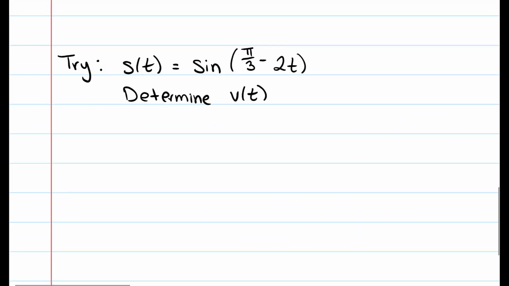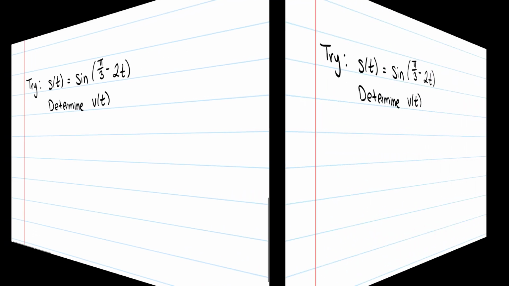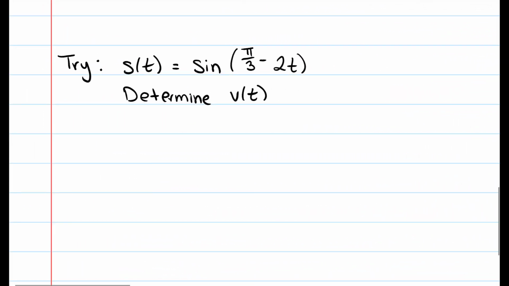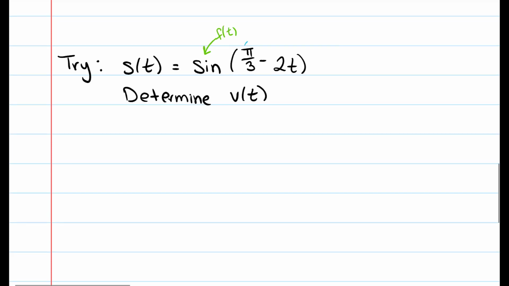So now on your own, I'm going to give you that the position formula is sine of pi over 3 minus 2t, and I want you to determine the velocity. So what we're going to do is we're going to identify our outside and inside function. So my outside function is sine, and my inside function is pi over 3 minus 2t.